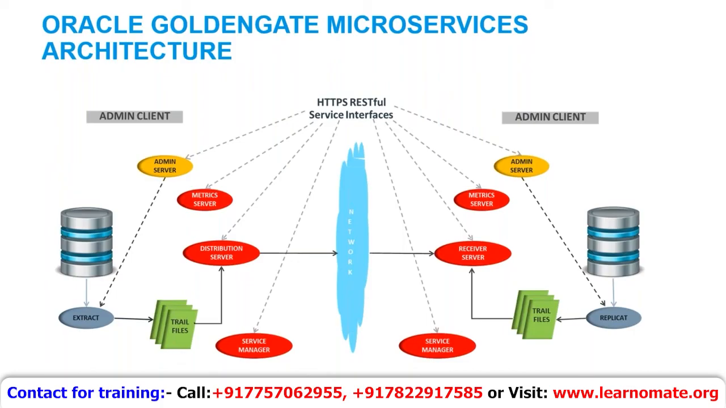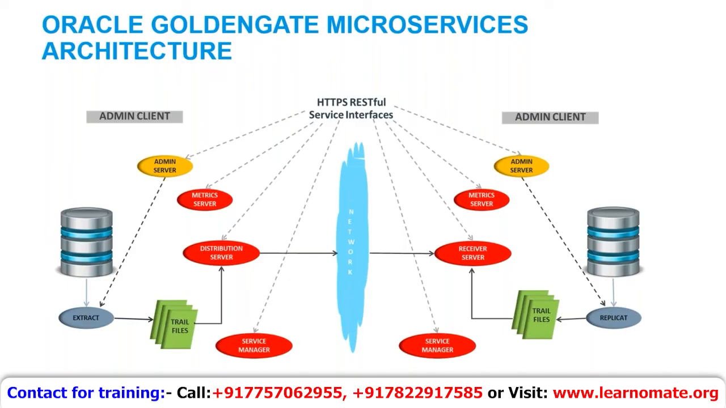Now, the data pump process of classic architecture has been replaced by the distribution server in microservices. The distribution server sends the data over TCP/IP network, where the receiver server receives it, which has replaced the collector process of classic, and writes to the remote trail. The replicate process running under the administration server on target applies it to target database. So you have the admin server where extract and replicates are running, the distribution server where the data distribution is happening, basically the data being sent over TCP/IP network. The receiver server receives the changes which are being sent over TCP/IP network by the distribution server.